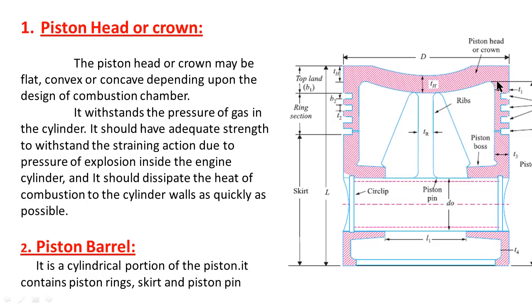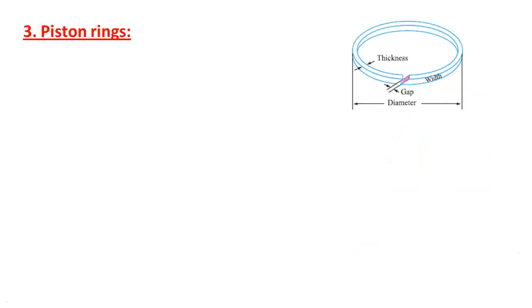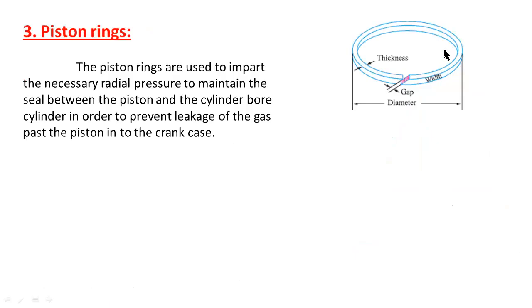So the length from here to here is called a piston barrel. This piston barrel is in a cylindrical shape. Piston rings: this is the shape of a piston ring. The piston rings are used to impart the necessary radial pressure to maintain the seal between the piston and the cylinder, in order to prevent leakage of gas past the piston into the crankcase.